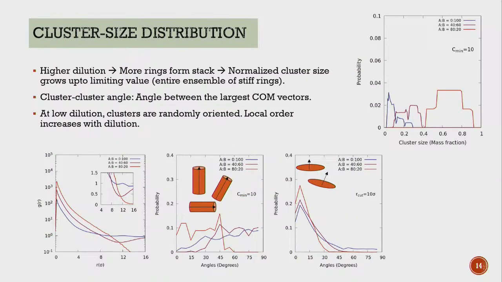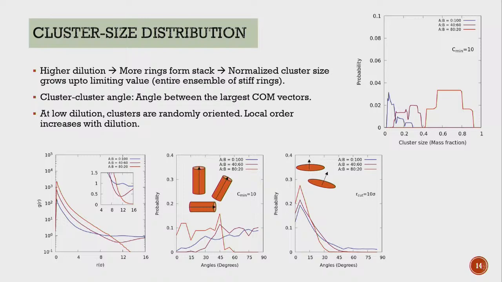Now we look at the cluster size distributions. So the idea is that the more dilute the system is, the more rings will form stacks. Now, however, of course, the number of stiff rings is decreasing, so we have to normalize the cluster sizes. And we show that as we dilute the system, most of the rings are forming stacks. Ultimately, when a single stack forms, everything will be at the far right end of this graph, which is 1. But already at the 80-20 mixture, you can see that most of the rings have moved to the right side, which basically means that the entire ensemble of these stiff rings is forming stacks with dilution.